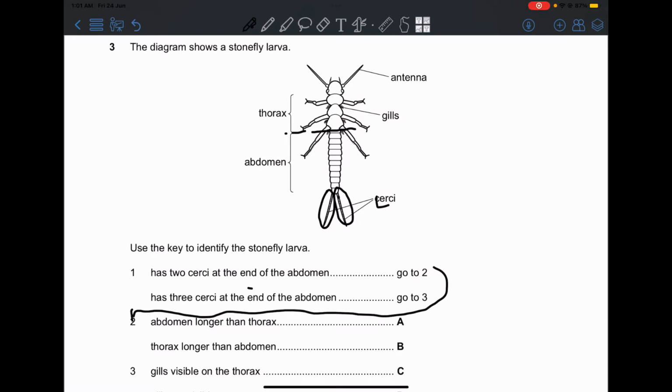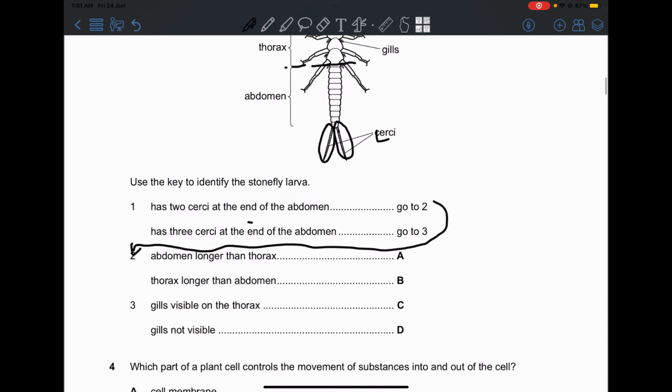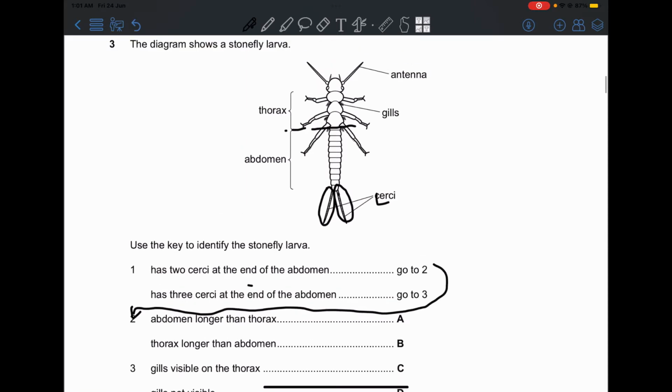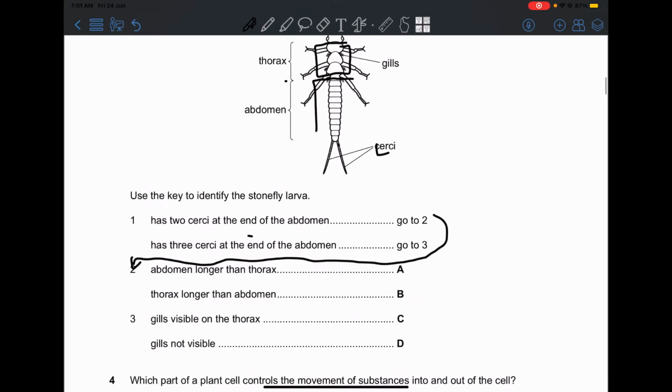Number 2 says the abdomen longer than the thorax, or the thorax is longer than the abdomen. Now the abdomen is actually longer than the thorax, and the thorax is actually shorter. Over here we can see that this is the abdomen and this is the thorax over here. So it's actually shorter than the abdomen. So our answer is going to be A for this question.